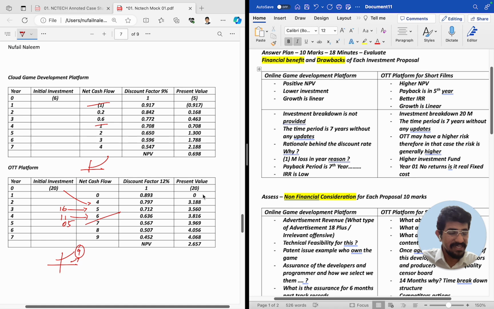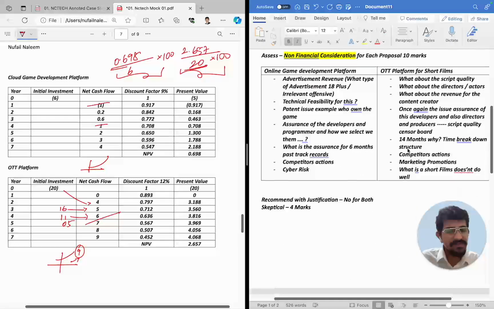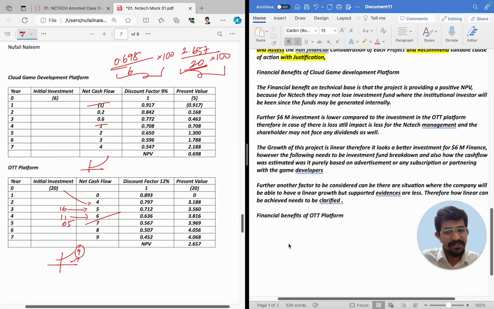The percentage return, that is in simple language, if you see here, students, 0.698, that is the return for the investment of 6. And 0.657, that is the return for the investment of 20. And if you multiply this by 100, you may effectively understand how this function works. So I believe this is giving a better clarity at the moment. So let's work this out very practically so that there won't be any issues for you all.